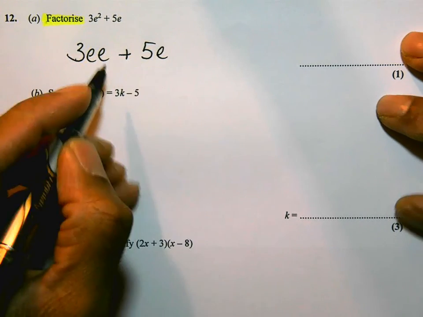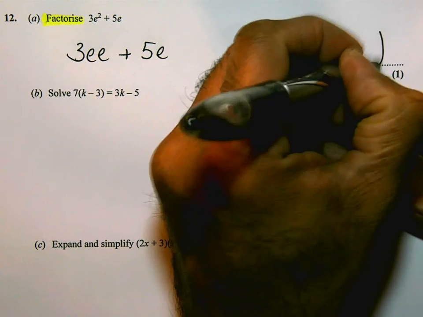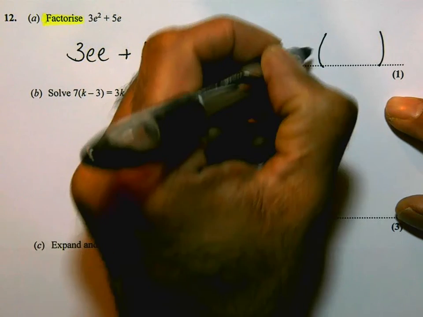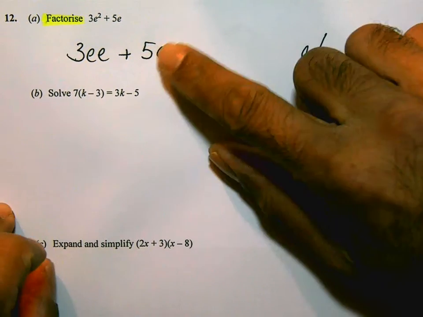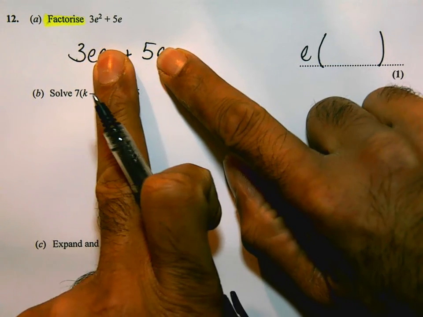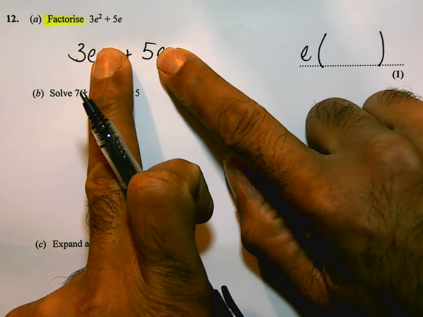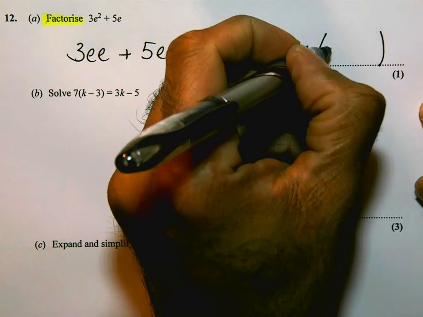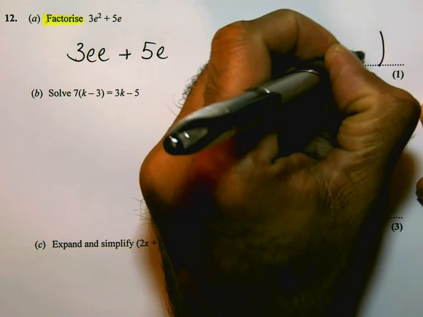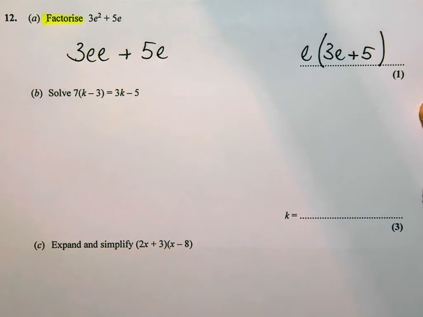So I'm going to put my brackets together. If I take an e out of each term, I'm going to be left with 3e plus 5. So that's going inside the brackets, 3e plus 5. And there's my answer. Okay, so first part, pretty straightforward.